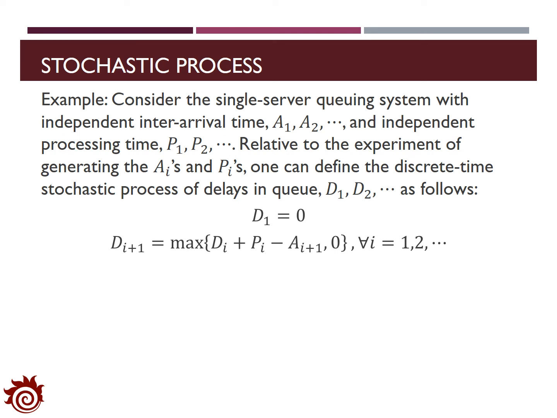In this example, we can claim that A1, A2 till An is a stochastic process, and P1, P2 to Pn is another stochastic process. For the delay, we know D1 is 0, but for the other D's, Di plus 1 is the maximum value of Di plus Pi minus Ai plus 1, and 0. And here we can claim that D is also a discrete time stochastic process.